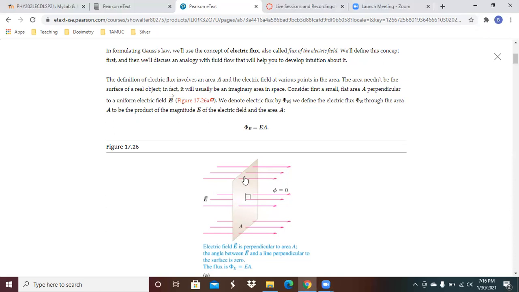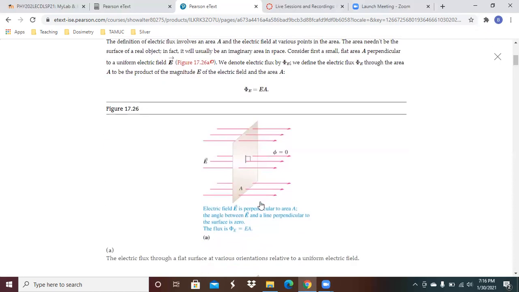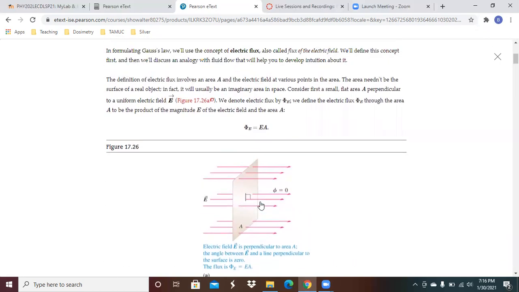But in terms of the surface, it's going to be completely perpendicular to it. So that gets a little confusing. I mean, it tries to explain it here. The electric field is perpendicular to A. The angle between the electric field line and a line perpendicular to the surface is going to be 0. In other words, these are going to be perpendicular. It would have been a lot easier for me to say that, but there we go.